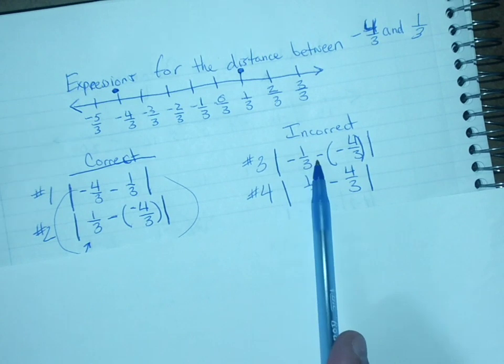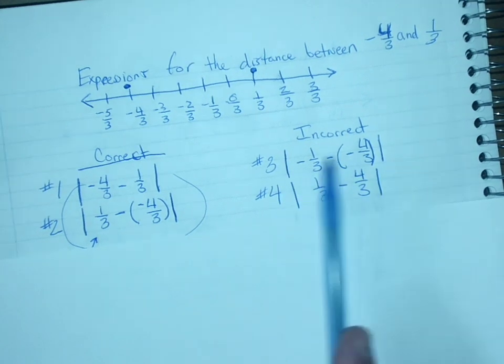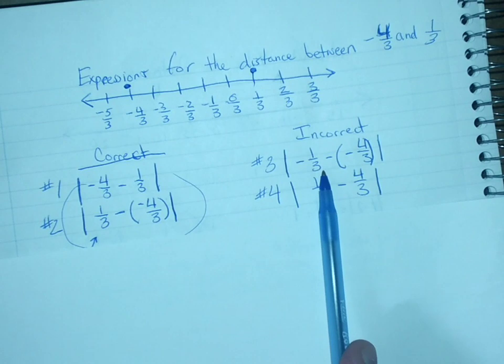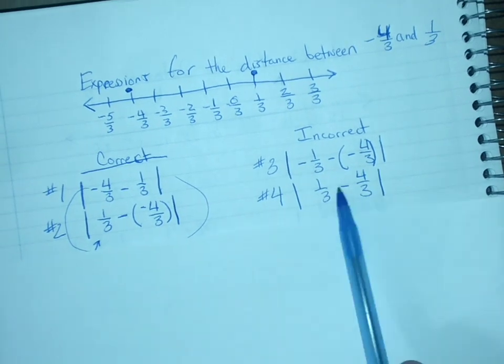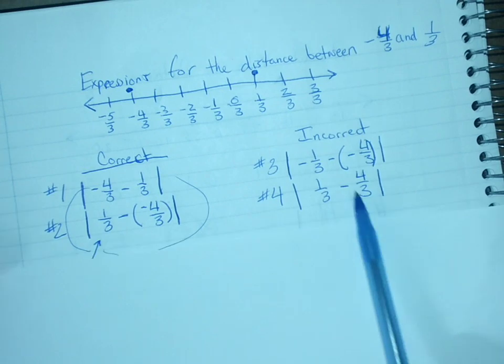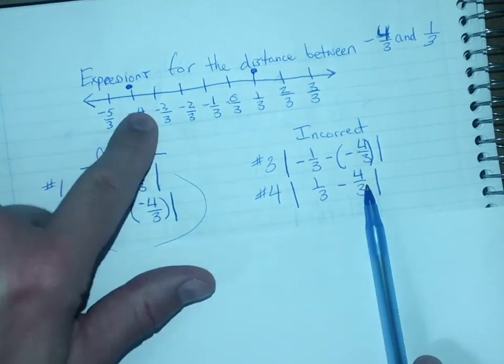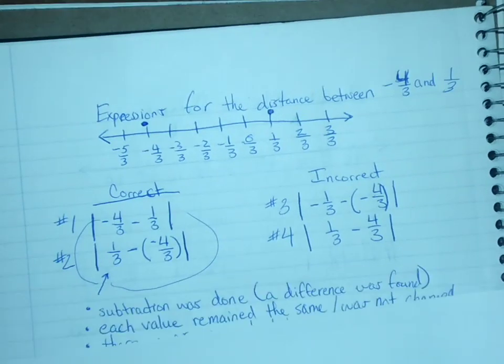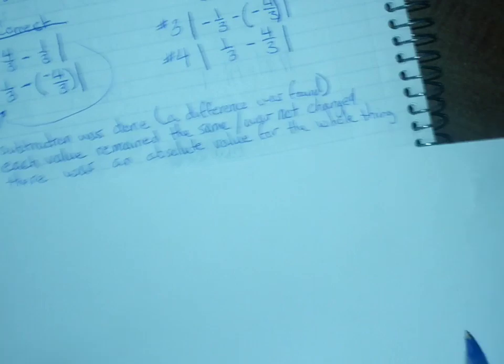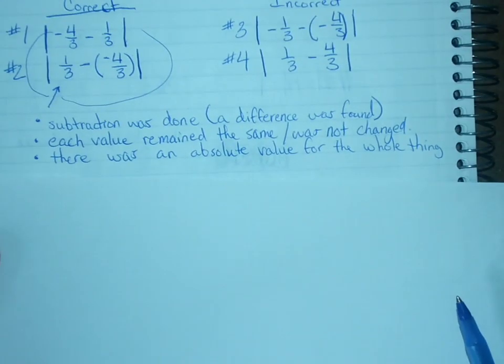I mean, it did subtract, sure. It did have absolute values, but it changed one of the values. And on this one, it also changed this one because it is subtracting, but it's only subtracting 4/3. And you would have to have negative 4/3. So you had to subtract negative 4/3. So I want to show you some rules that will help you get along with your practice today.